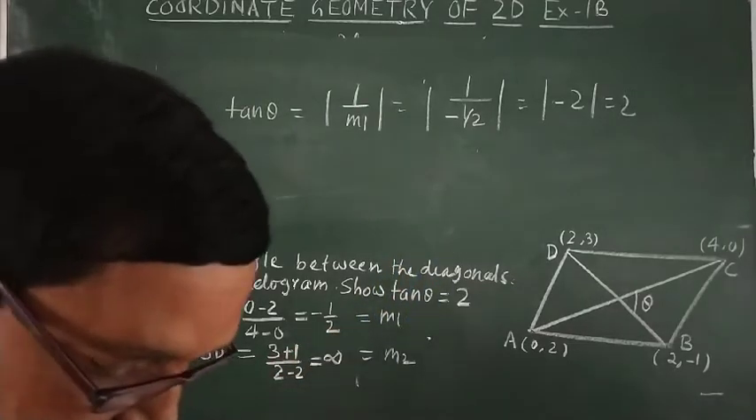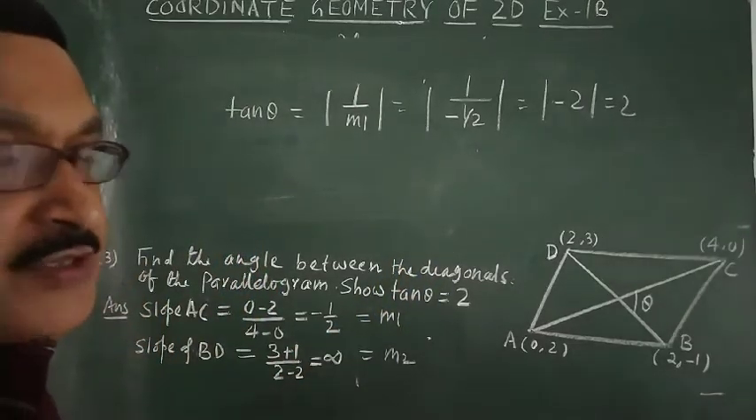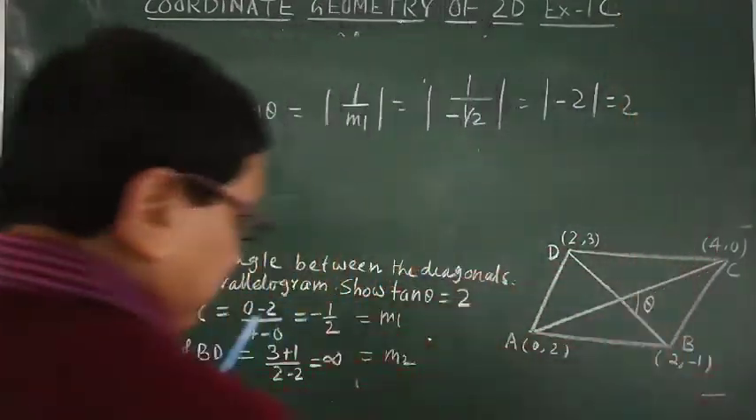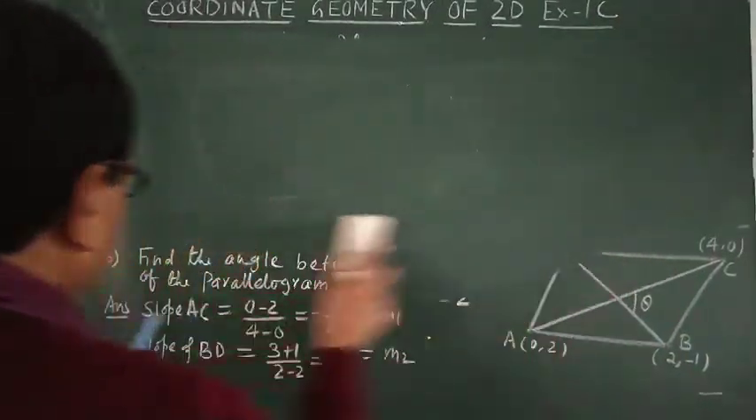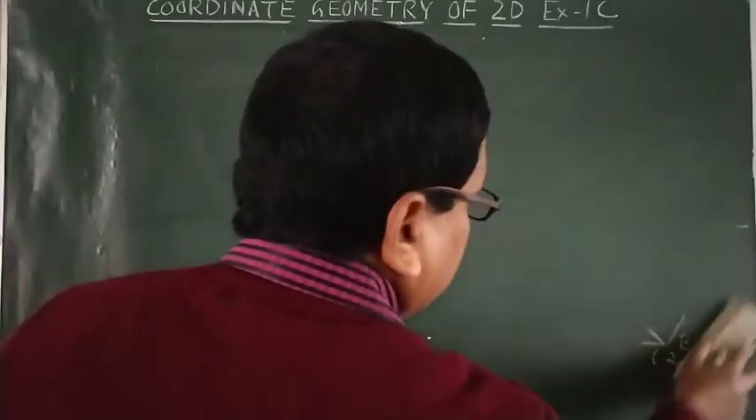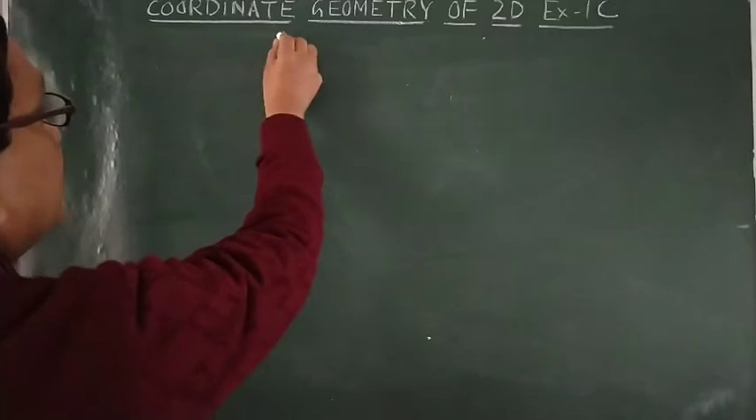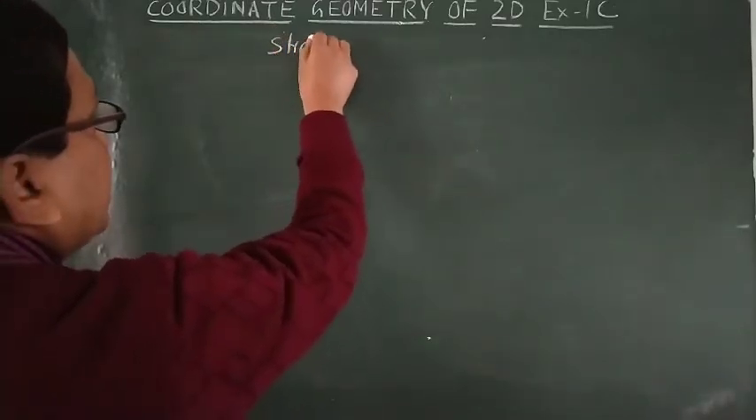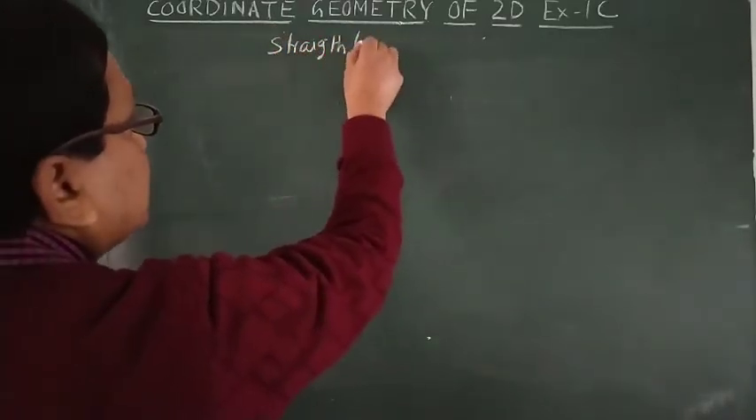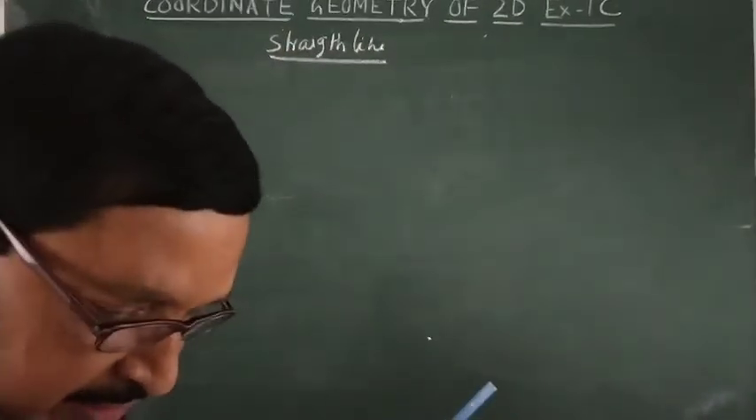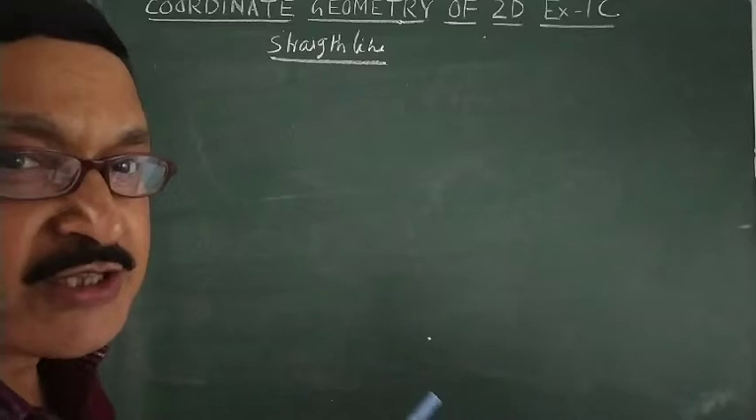Now the topic is changed. Moving towards exercise 1C. In 1C, I will start the straight line. The basic concept of a straight line will be discussed first.